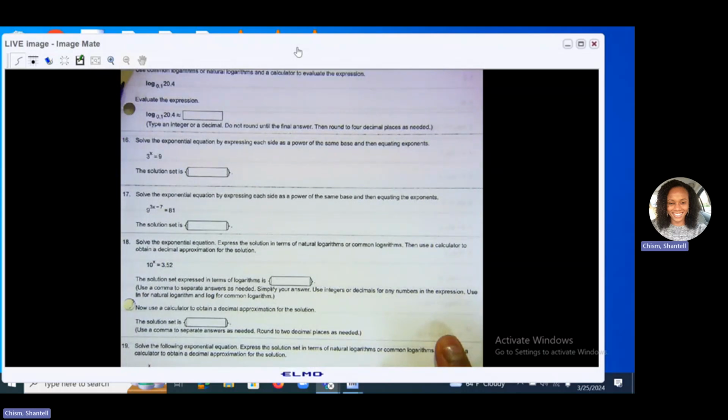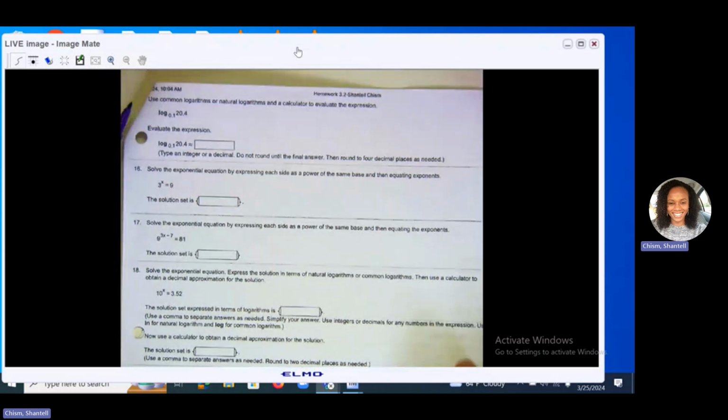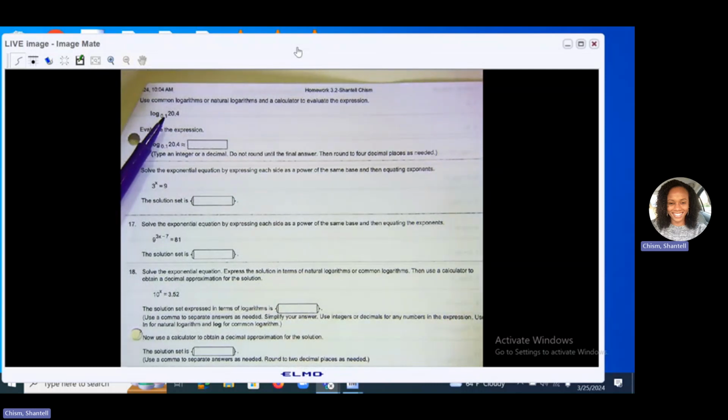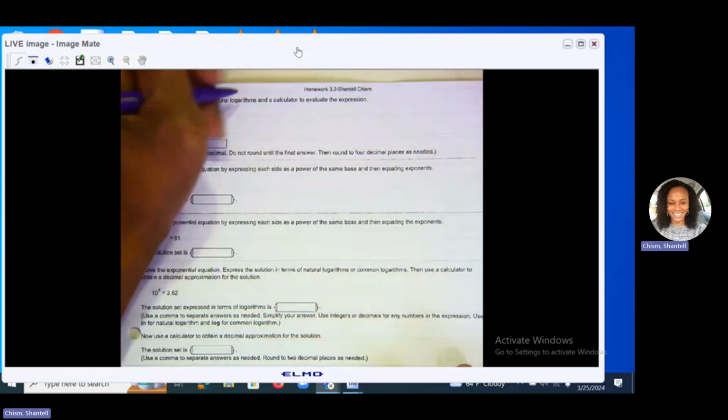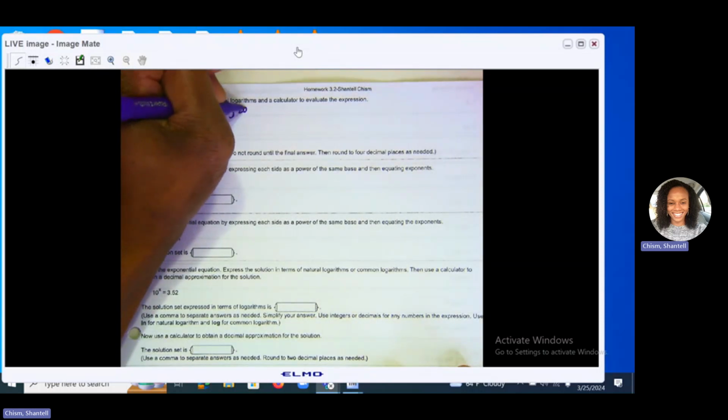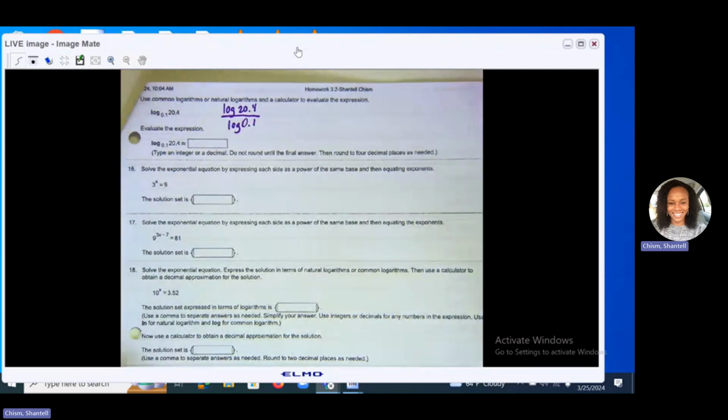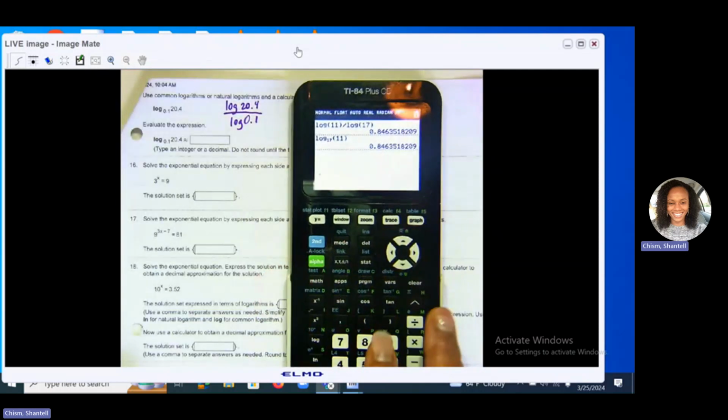Another common log, number 15. Let me scoot that down here. Notice here we're even using decimals, so you most definitely would need the calculator here. Log base 0.1 of 20.4. So change of base would be log of 20.4 divided by log of 0.1. Or again, use the shortcut key.